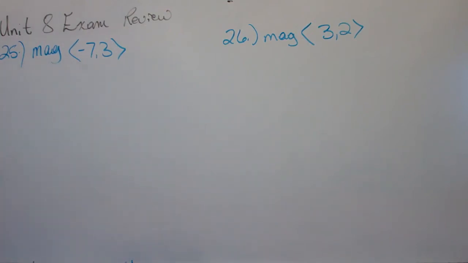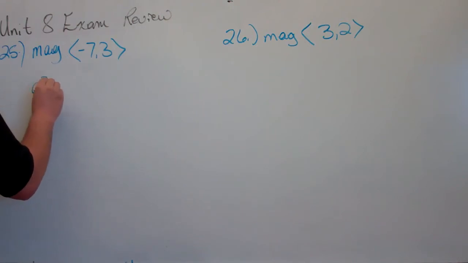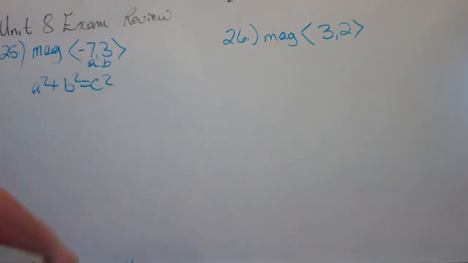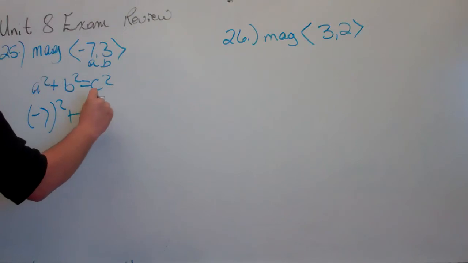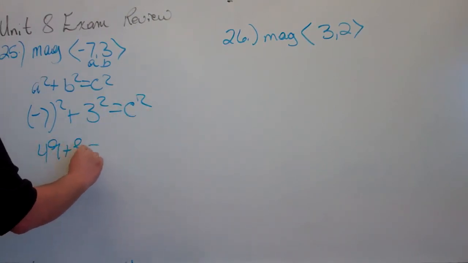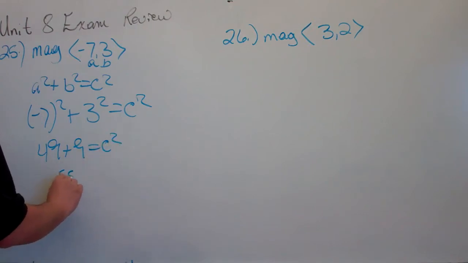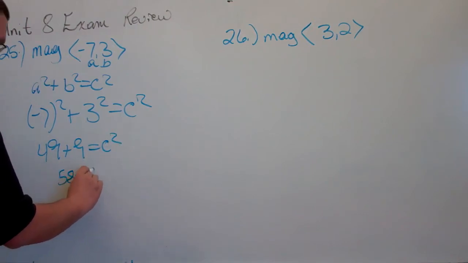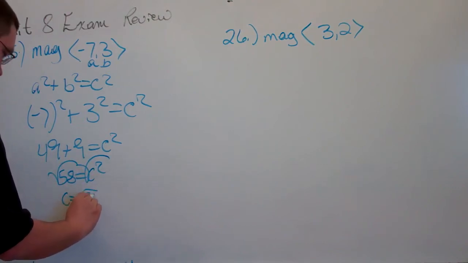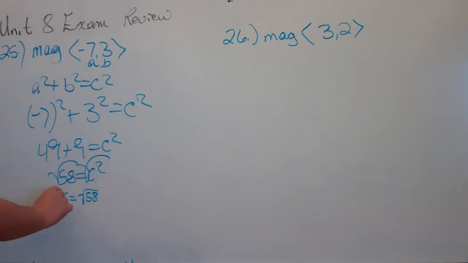All right, now for 25 and 26, they want the magnitude of the vector. Easiest way to take a magnitude of a vector, we're going to use Pythagorean Theorem. This is your A, this is your B. So, negative 7 squared plus 3 squared equals c squared. 49 plus 9 equals c squared. 58 equals c squared. Take the square root of both sides. C equals the square root of 58. And that can't be broken down.